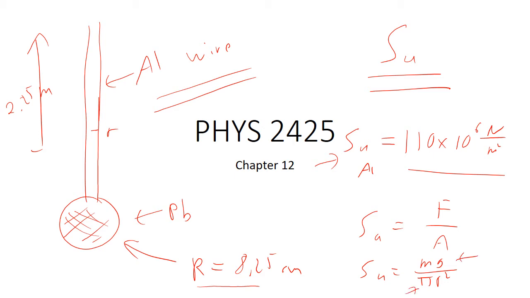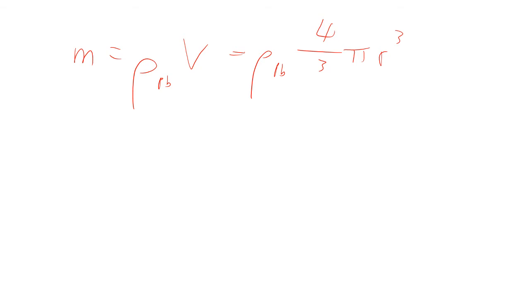So all that we need to do to solve for r is find the mass of the heavy object. Well, that's easy. The mass of the heavy object is going to be the density of lead times the volume. Well, it's a sphere, and so we know that for a sphere, the volume is 4/3 pi r cubed. So all we need is the density of lead. And so we look that up. Density of lead is 11.3 grams per cubic centimeter.